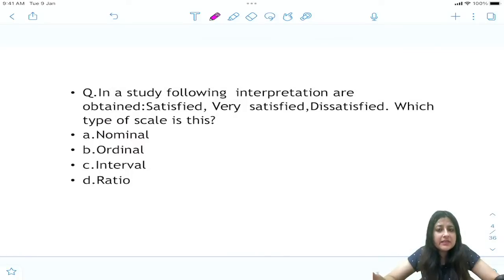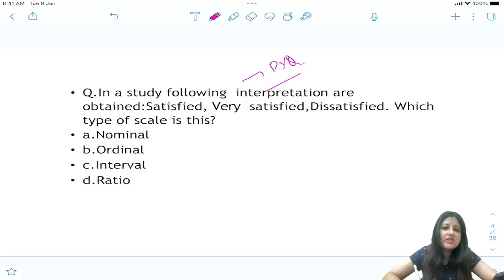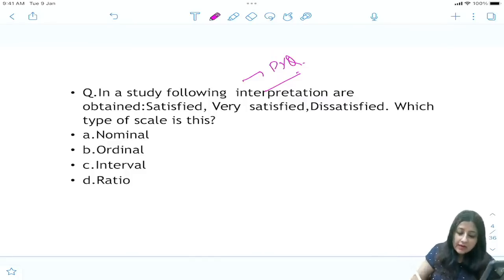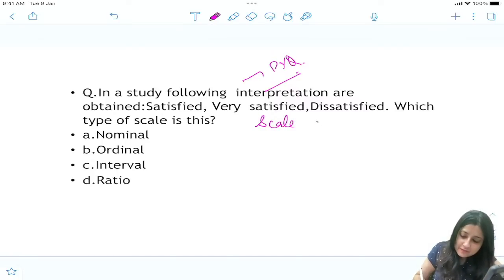Next, all the variables that you have, you measure in certain scales. This is also a PYQ. I'm just teaching you biostats, revising biostats with the help of PYQs. What is the answer to this? In a study, the responses obtained are satisfied, very satisfied, dissatisfied. Which type of scale is it? So our next heading is scale of measurement. That's our next topic.